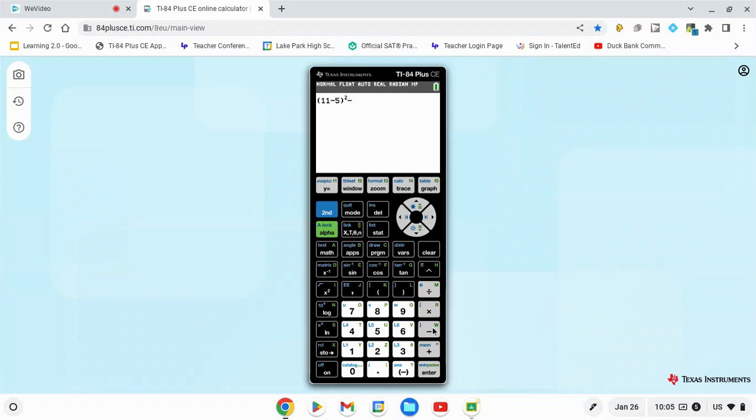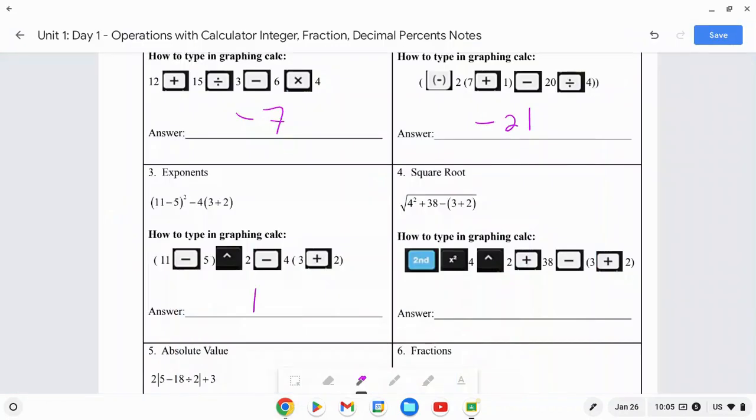Okay, then I have -4 parenthesis 3 plus 2, close the parenthesis, and again, hit enter for equals. I got 16 for that answer, and that is the correct answer, so 16.